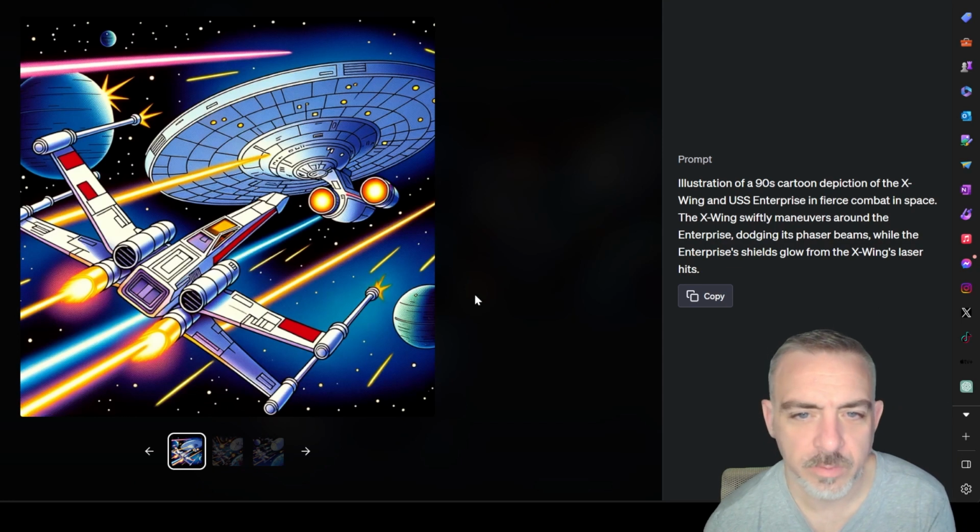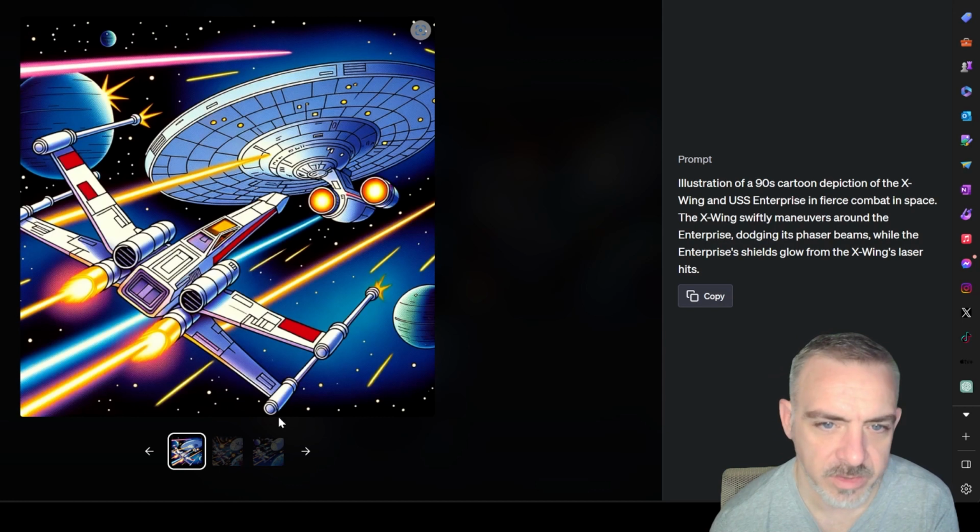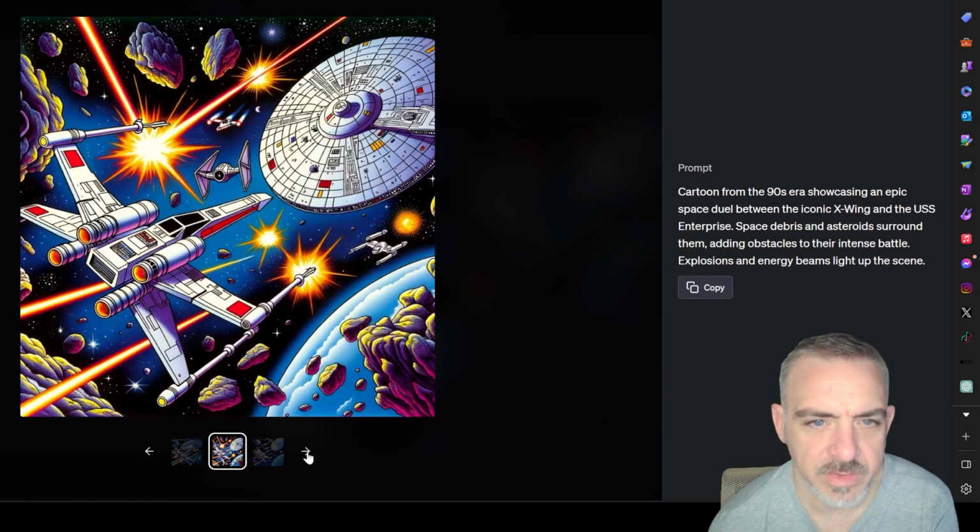All right, this is what ChatGPT gave us, and it got the wings on the X-wing correctly. The Enterprise looks much better. Color and lighting, everything looks pretty good on this image. And it looks like it only gave us 3 this time. Sort of same thing here. This is just a much better image.